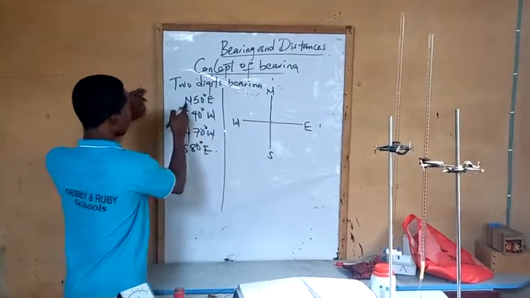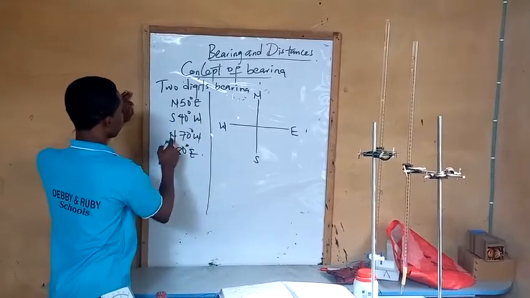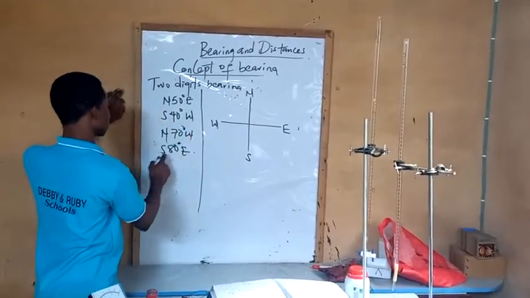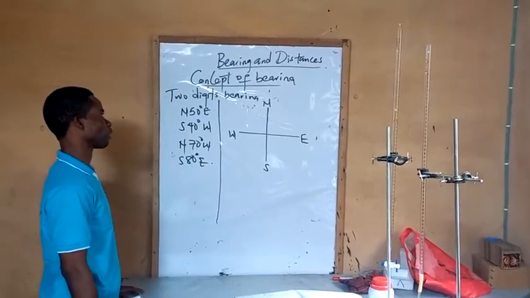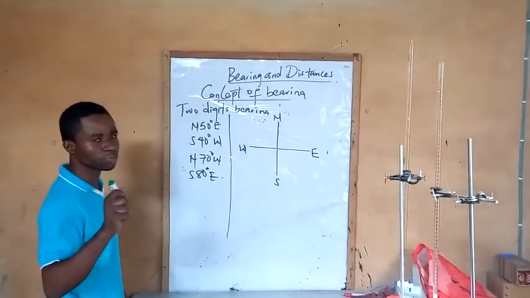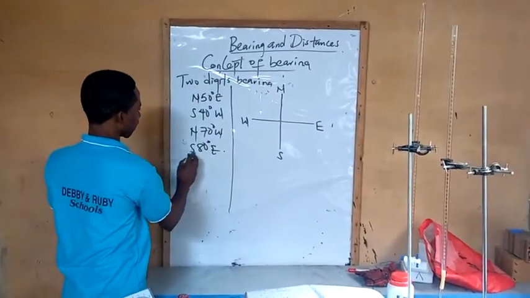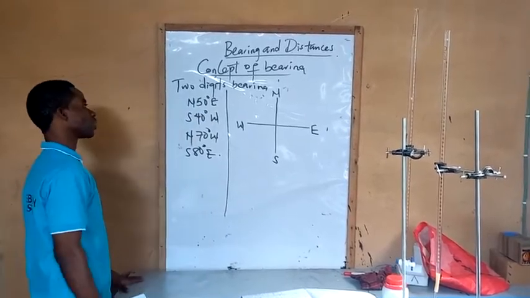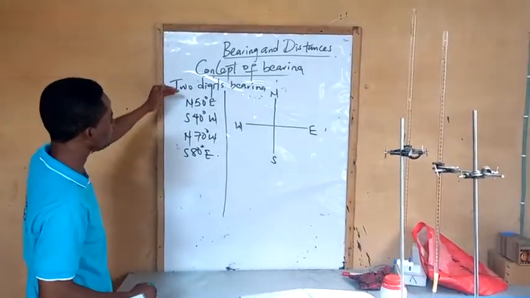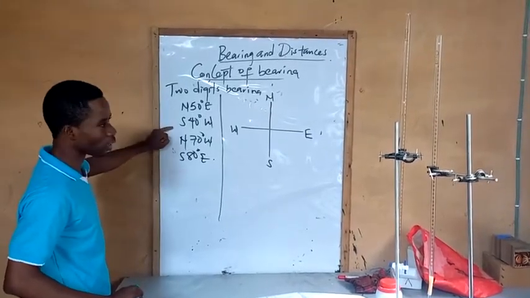2-digit bearings look like north 50 degree east, south 40 degree west, north 70 degree west, south 80 degree east. All of these are 2-digit bearings. Anytime you see a 2-digit bearing, you will see the cardinal and the 2 digits in between them. And another thing is that if you notice, all these 2-digit bearings either start with north or south.